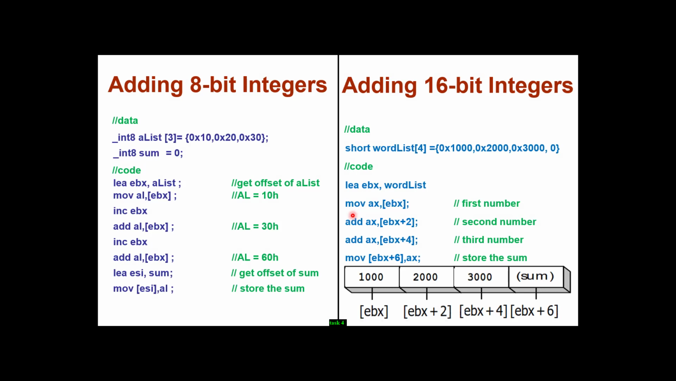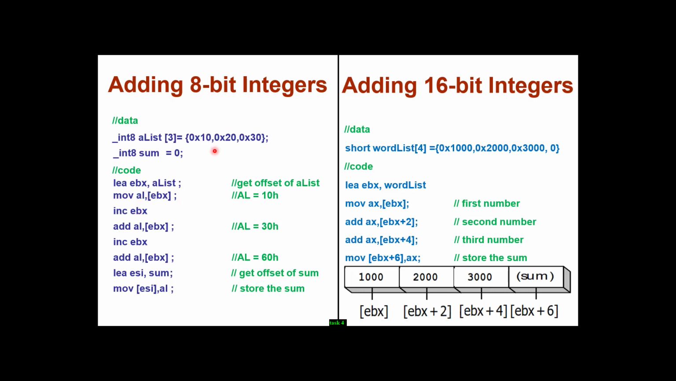Adding 16-bit integers, 8-bit integers first. We are going to create a double underscore integer 8 A list array, and this is the sum. Then load effective address of A list. You can see here we moved the effective address, or we moved the first element in AL. The first element, which is 10, is in AL.